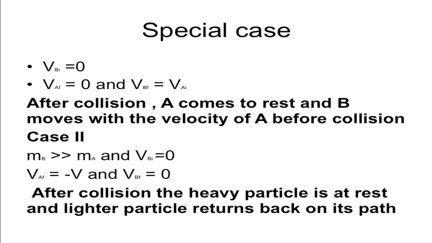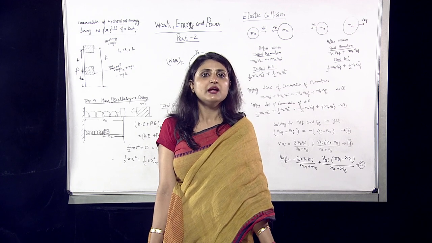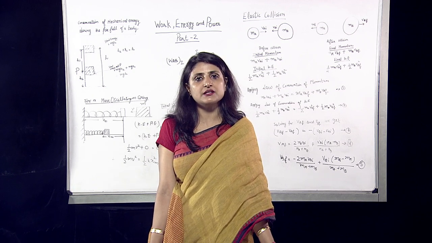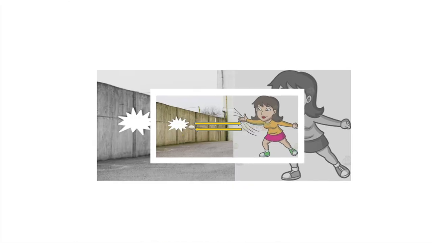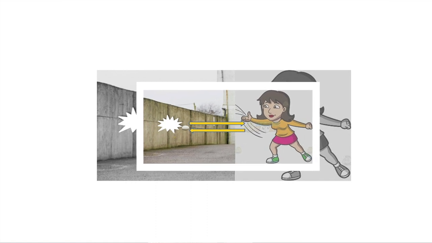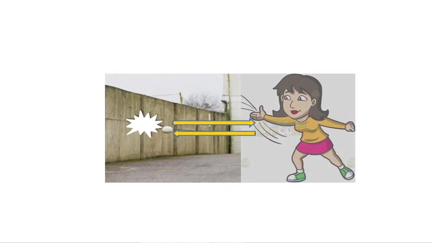So this means that after collision, the heavy particle is at rest and the lighter particle returns back on its path. The momentum has been transferred to it and it was unable to move the heavy particle at rest, and it moves with the same velocity with which it approached. So this happens when a child hits a wall with a ball and we can see the ball bounces back with the same velocity with which it strikes the wall.